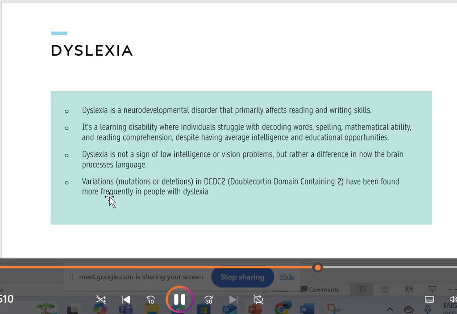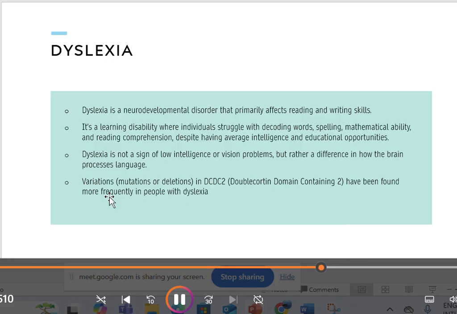Next is dyslexia. The most important one, it is dyslexia. It is a neurodevelopmental disorder. Neurodevelopmental disorder is known as dyslexia. It primarily affects reading and writing skill. It is also termed as reading disorder, but it affects both reading and writing skill.